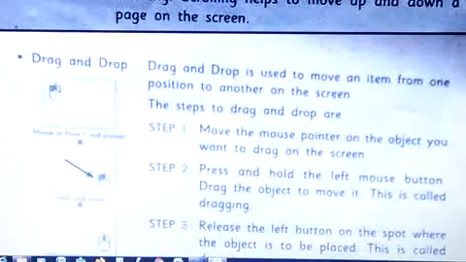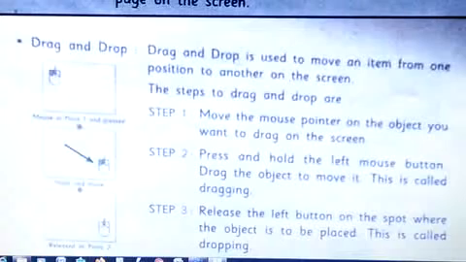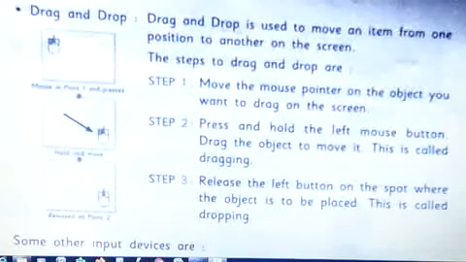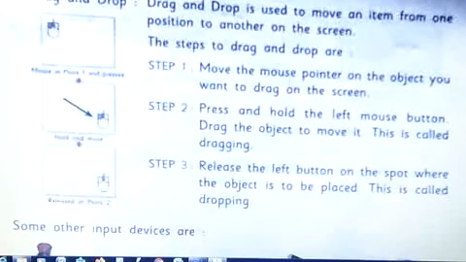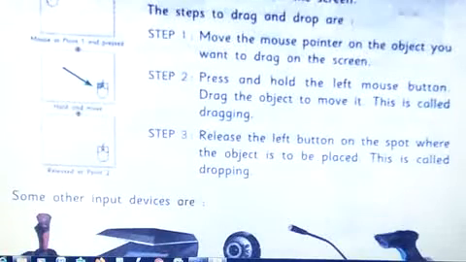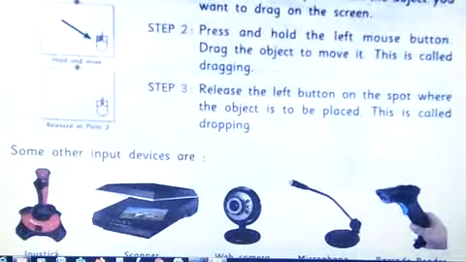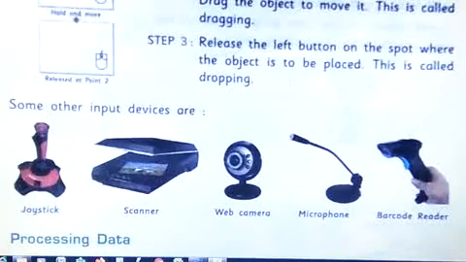Now the drag and drop. So what is drag and drop? It is used to move an item from one position to another position on the screen. The steps to drag and drop are: Step 1, move the mouse pointer on the object which you want to drag on the screen. Step 2, press and hold the left mouse button and drag the object to move it. This process is called dragging. Step 3, release the left button on the spot where the object is to be placed. This is called dropping. This full process is known as drag and drop.